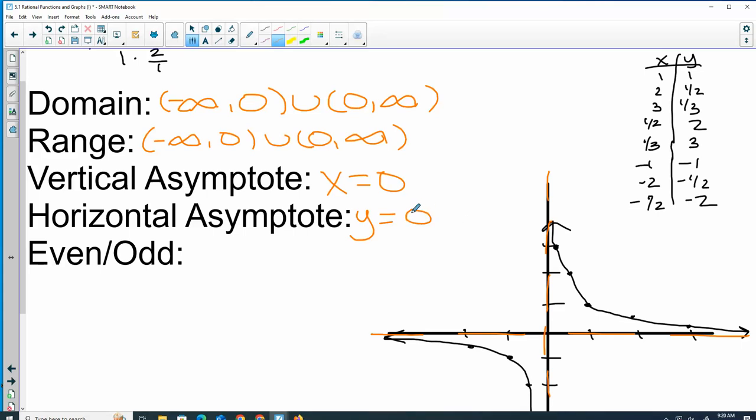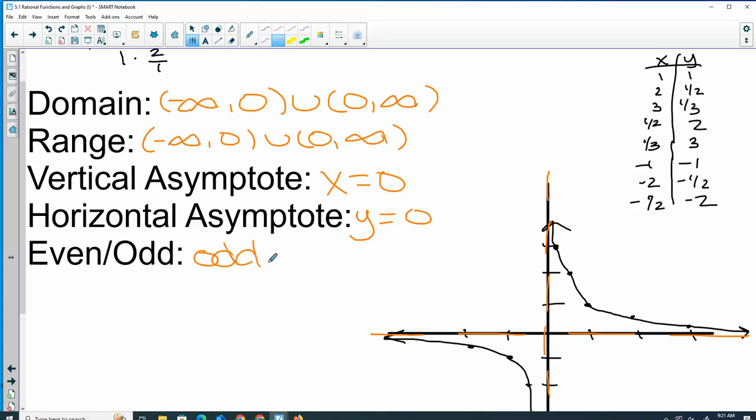And then I threw on here just to review. It's been a long time since we talked about it. Even and odd. Remember, even is the same as symmetric to the y-axis. If I fold this thing over the y-axis, does it overlap itself? No. Odd is the same as symmetric to the origin, which means you flip over the y and the x. If you make 2 flips, would it overlap? Yes, so this is an odd function.